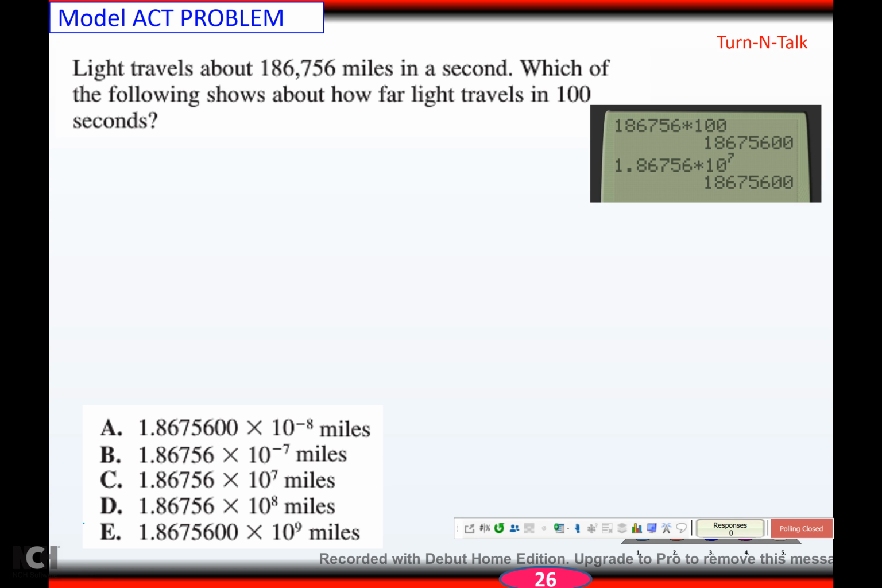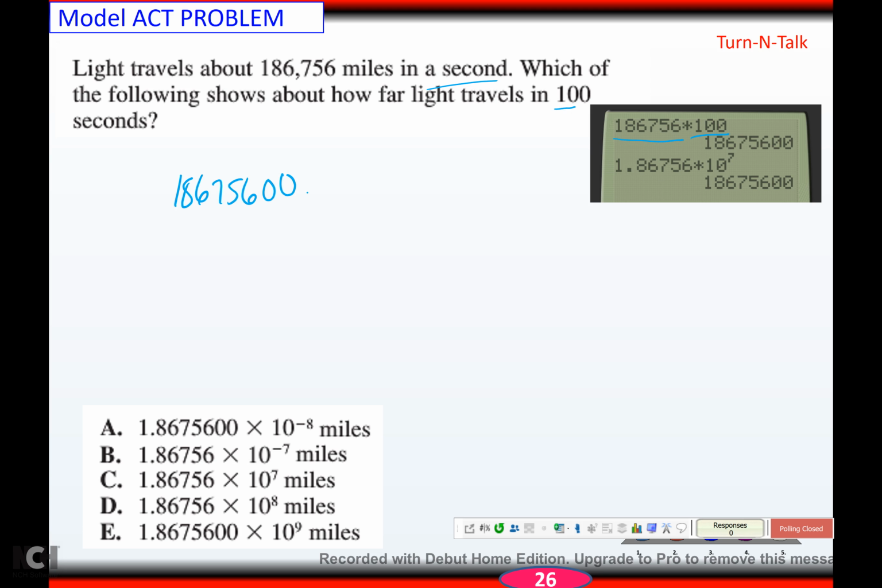Alright, so it says light travels about 186,756 miles in 1 second. Which of the following shows about how far light travels in 100 seconds? So the first thing I did was take the number and multiply by 100, which gave me this number.